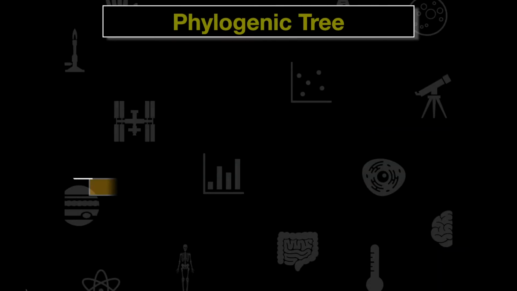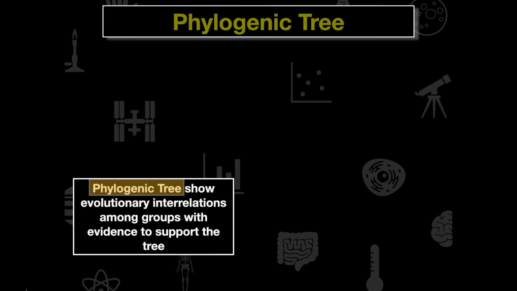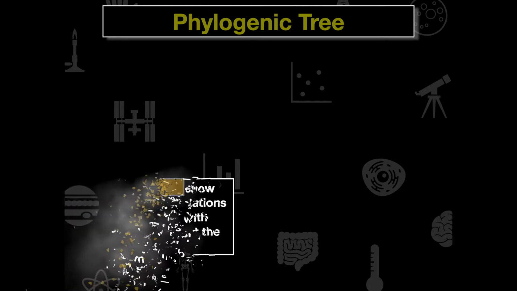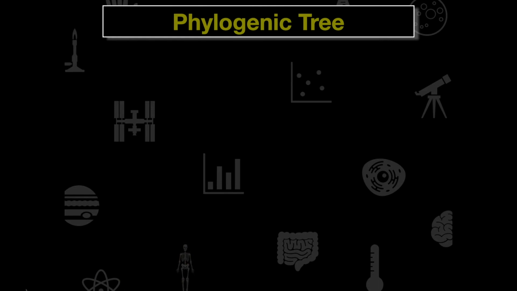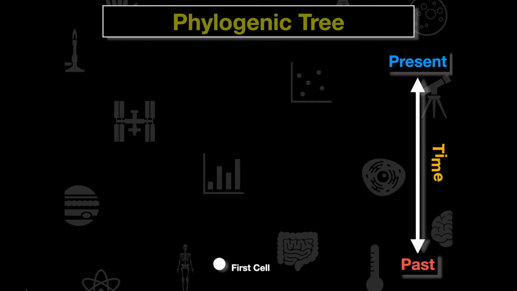Now, the other way that we can represent this is with a phylogenetic tree, and this is going to show evolutionary interactions among groups with evidence to support that tree. Now, the key word in here is going to be evidence. If we look at this phylogenetic tree here, we have the first cell. And then we're going to show time on this axis here. Further on down the tree is going to be into the past. And then the further along we are on the tree, this is going to represent the present.